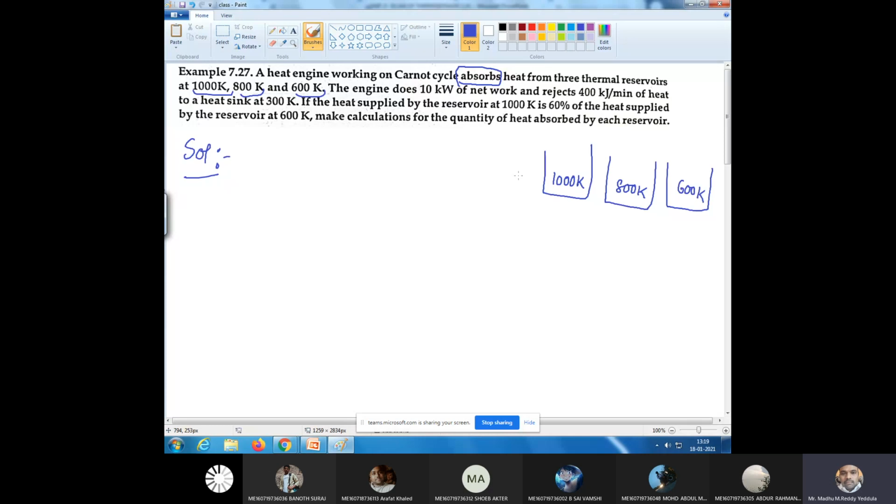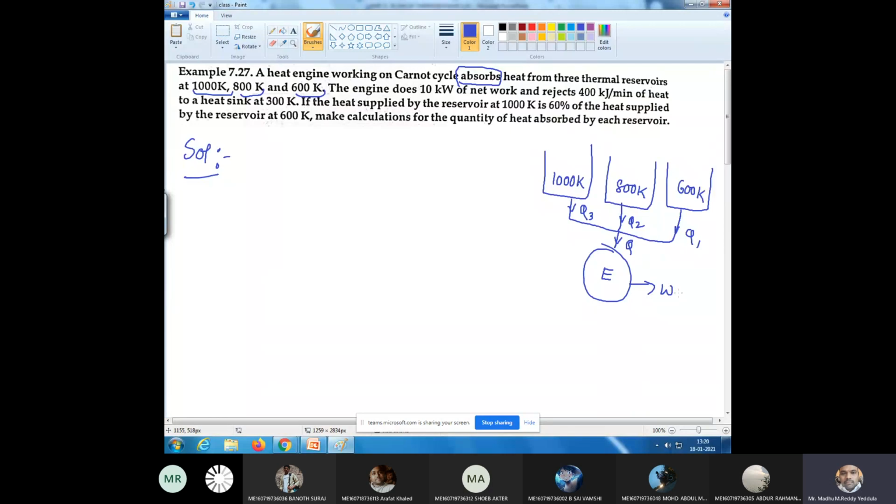Let us draw the engine. This is the heat engine, and it is taking heat from the three reservoirs. Let us say three connected parallelly. Let us say the heat from them is Q1, Q2, Q3, and let us say this is the total heat supplied, Q. Okay, and it is doing work.